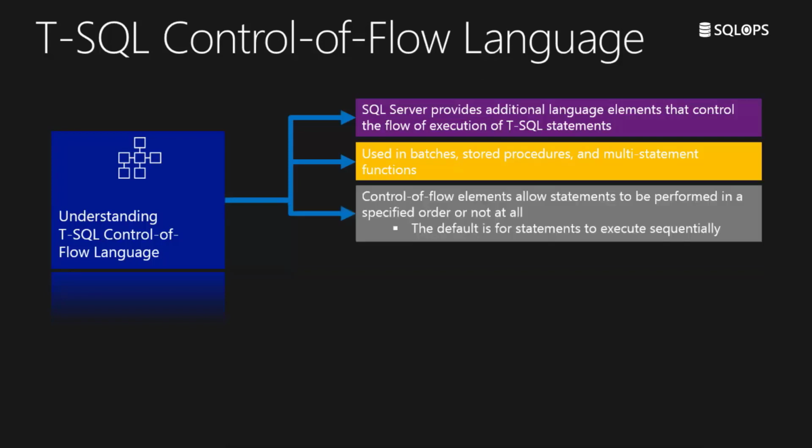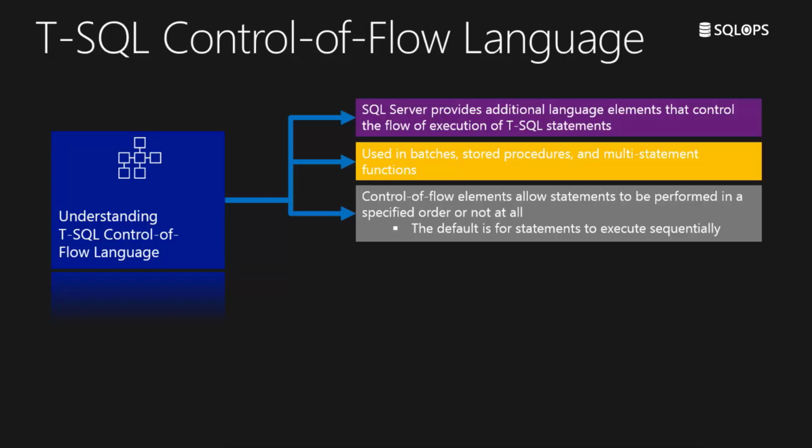Without the control of flow language, separate Transact-SQL statements are performed sequentially as they occur. Control of flow language permits statements to be connected and related to each other. These elements are useful when you need to direct Transact-SQL to take some kind of action. They allow you to determine whether or not to execute a statement and programmatically determine the order of execution of the statements.